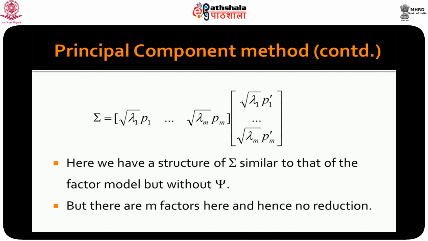two matrices. The first one having columns root over lambda 1 into p1, root over lambda 2 into p2, up to root over lambda m into pm, and the other one is the transpose of this, which would have the rows as root over lambda 1 p1 prime, root over lambda 2 p2 prime, etc., root over lambda m pm prime.